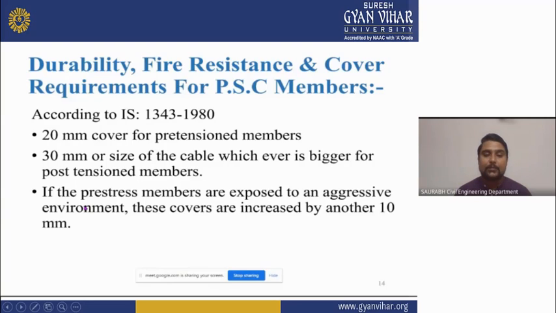So some points are given here. We will see one by one. 20% cover for the pretension member, 30 or size of cable, whichever is bigger, for the post-tension member. If the pre-stress members are exposed to an aggressive environment, these covers are increased by another 10.